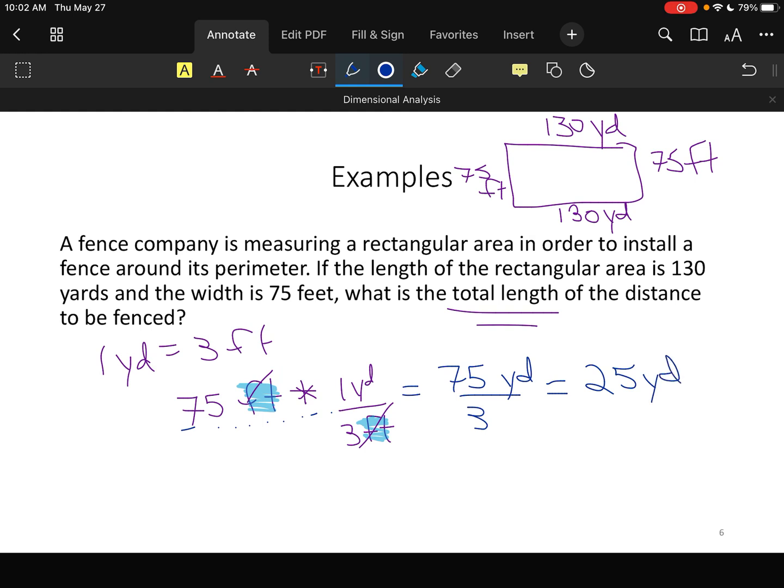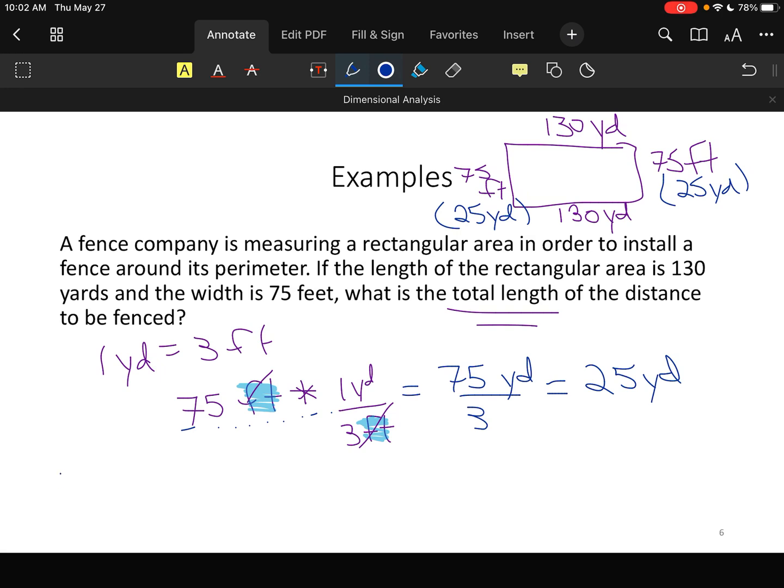Now what we're going to do is go back to our sketch. We're going to make this 75 feet, 25 yards. This other side, we're going to make 25 yards. All right, and we want to find the length of fence that we need.